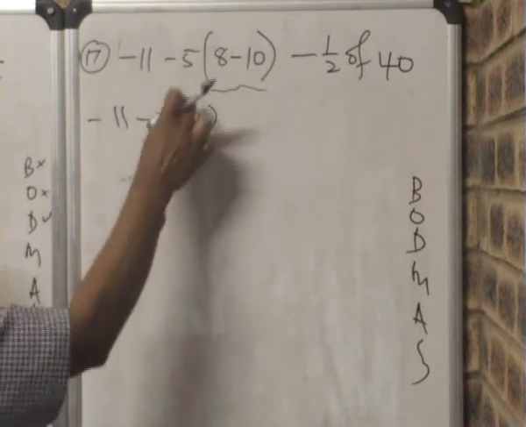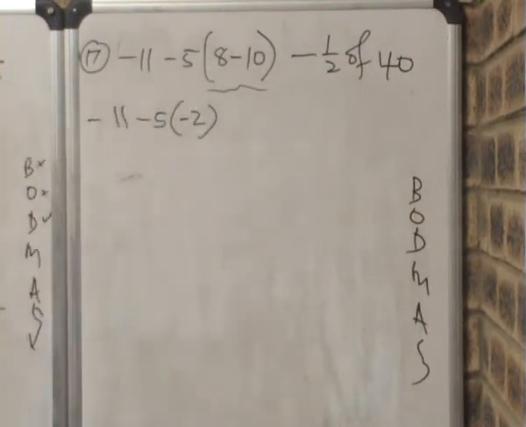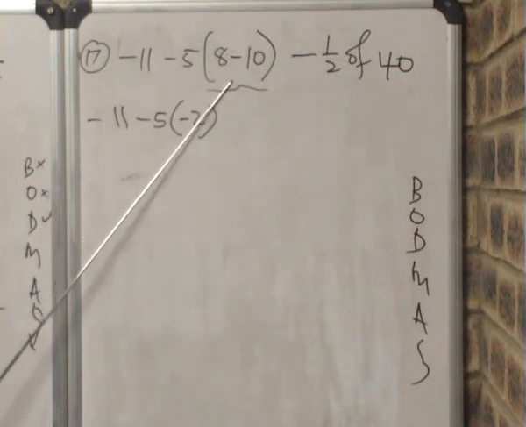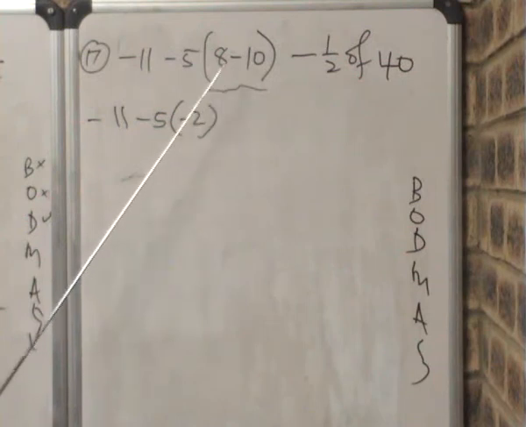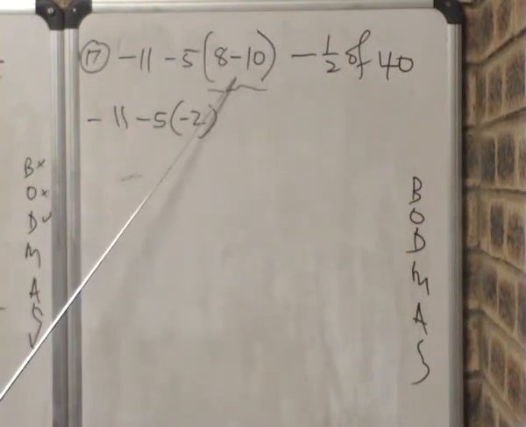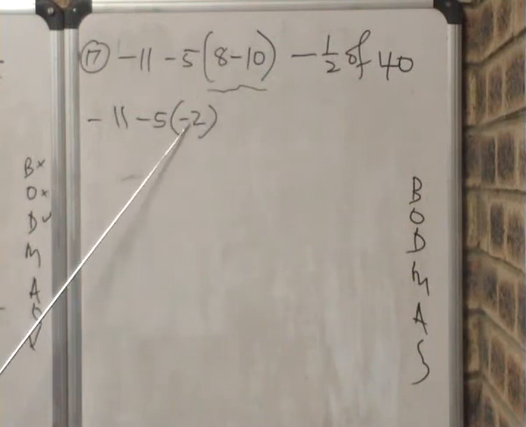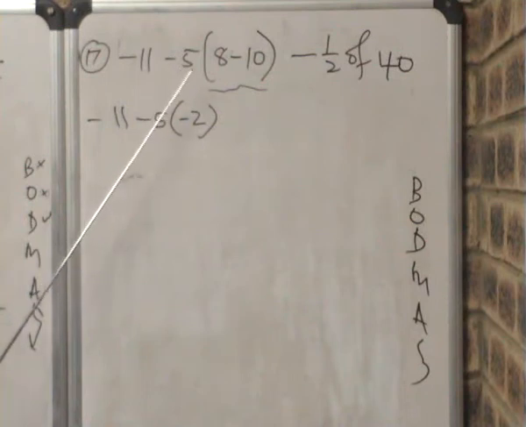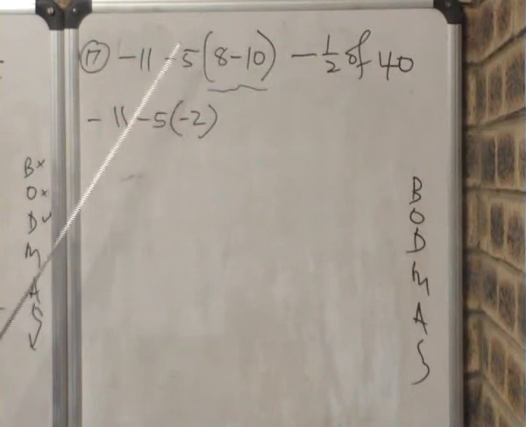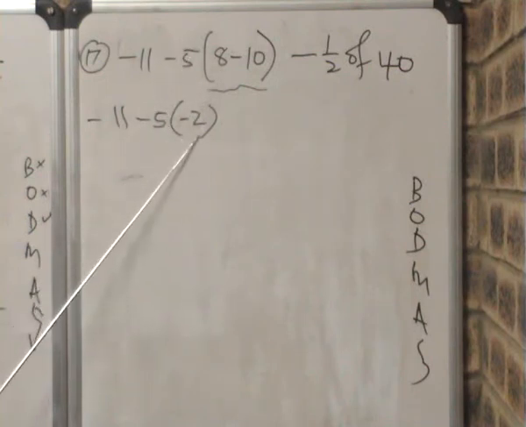Now it's important to write that answer again in a bracket here because you have to multiply. I'll repeat. According to the rule of BODMAS, there is a bracket here, so I start with the bracket. 8 minus 10 is minus 2. But that minus 2 must be kept in a bracket here because I have to multiply it by minus 5. There's no multiplication sign written here, but it is understood that you are multiplying. So if I'm multiplying, I've got to keep the bracket. The bracket will not disappear.